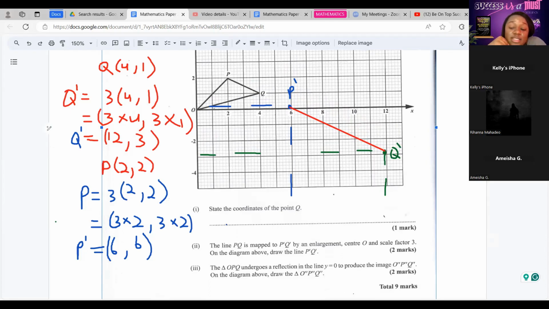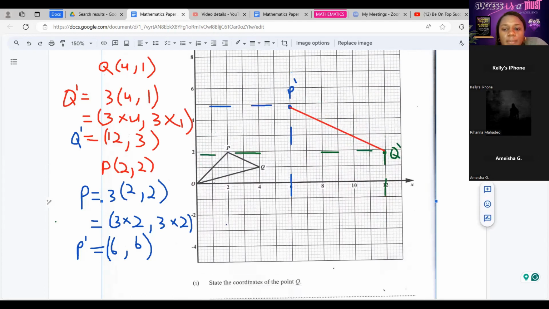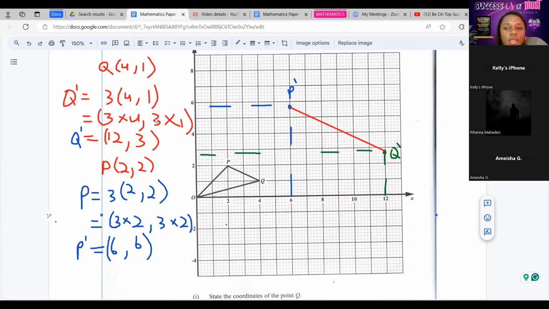At least some people understood what I meant, right? Because I said a couple of times what y equals 0 is. To produce the image O double prime, P double prime, Q double prime. And on the diagram above, draw triangle O double prime, P double prime, Q double prime. Okay. Going back up.